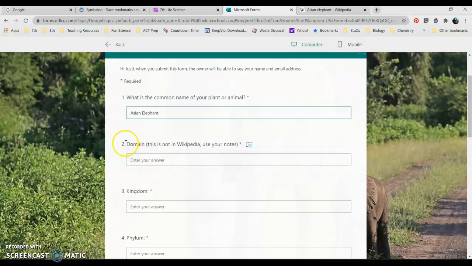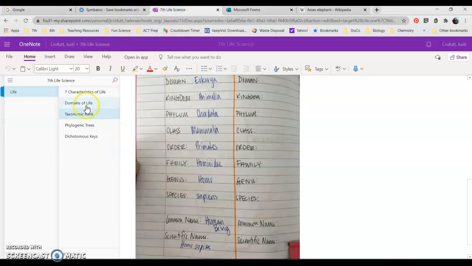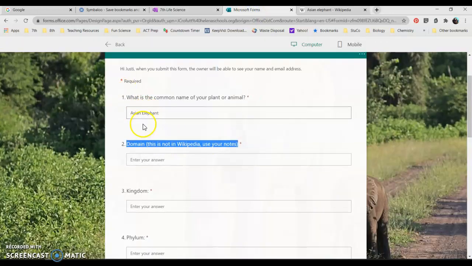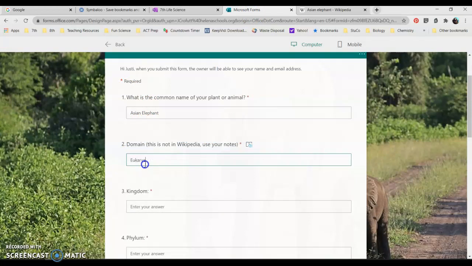And then you can fill out this information, the domain. The domain is not in Wikipedia. You will need to use your notes. So if you go back to domains of life, which domain, Bacteria, Archaea, or Eukarya, does an Asian elephant fit under? Okay, so Asian elephant, domain, in this case, I would type in Eukarya.